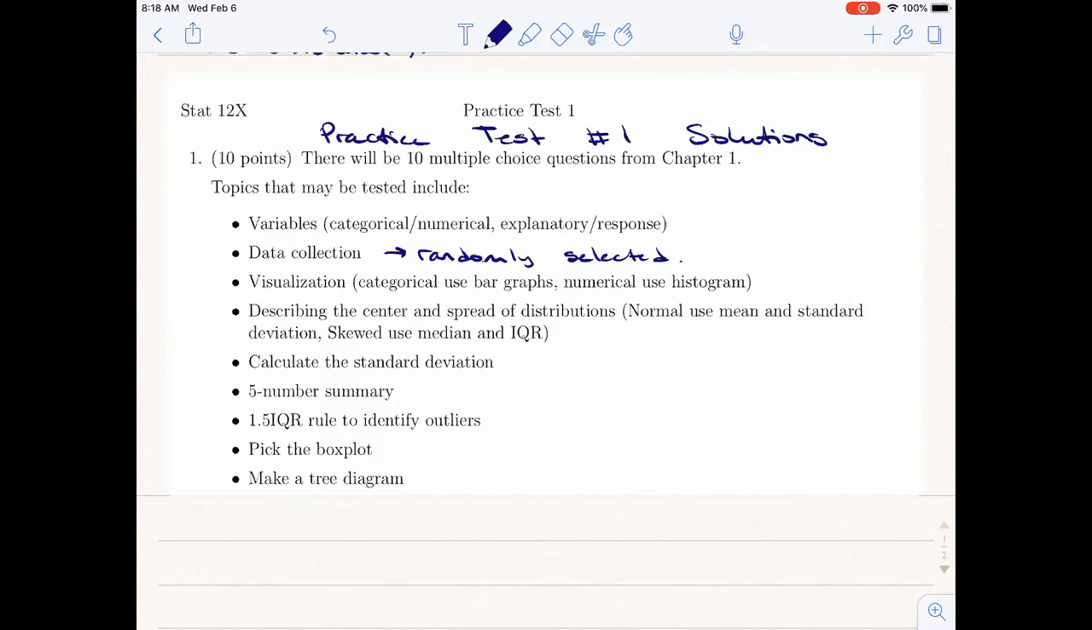Describing the center and spread of distributions: for a normal distribution, we use the mean and the standard deviation. And for anything that's clearly skewed, we have to use the median and the interquartile range.